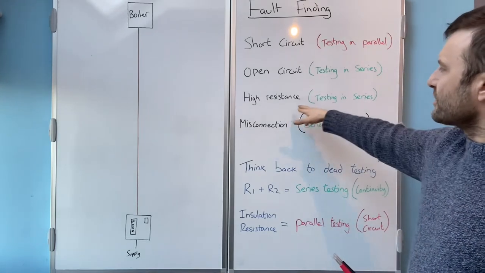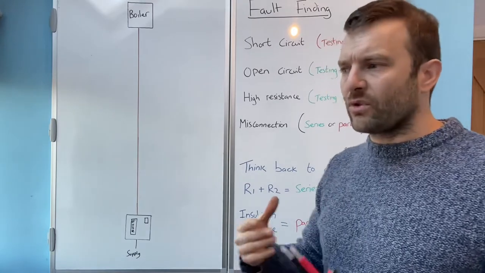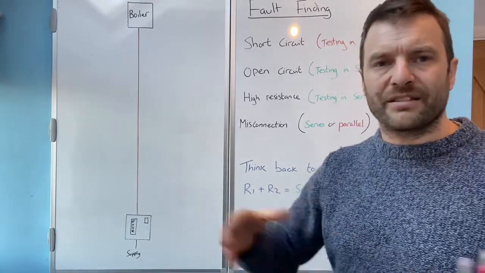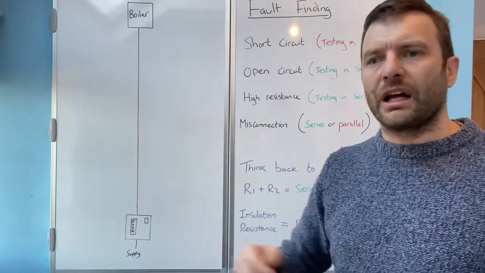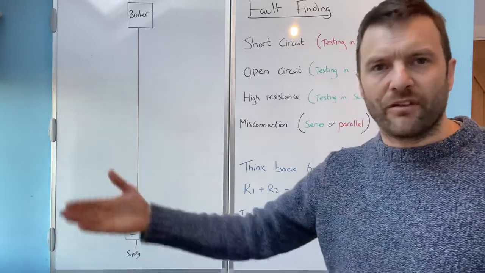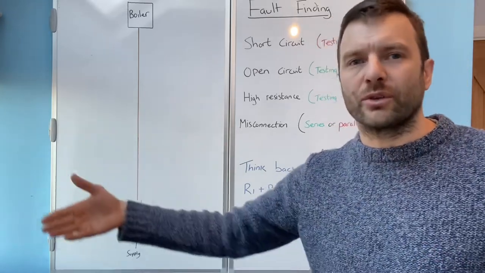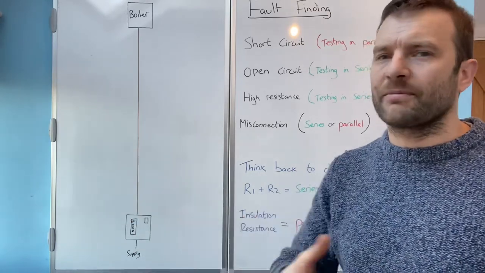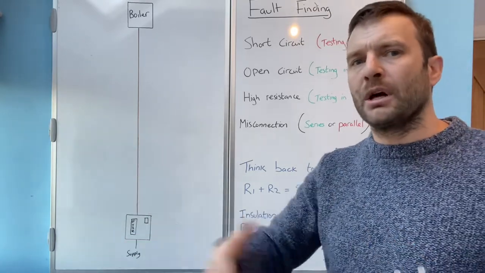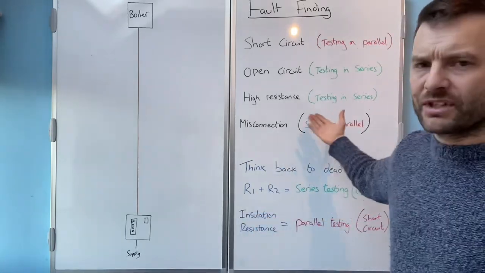Okay, high resistance joint. So again, we'll be testing in series. What we're looking for there is a really high resistance piece of cable or a high resistance connection, and the current, the electrons, can't flow. So something's not working as well as it should. It might not be bright enough, or it may not be spinning as fast, or something's not quite right. There is power, but it's not working as it should. Then you might have a high resistance joint.